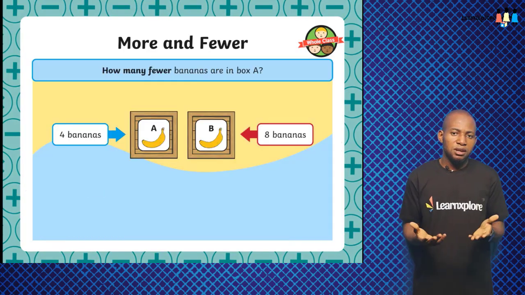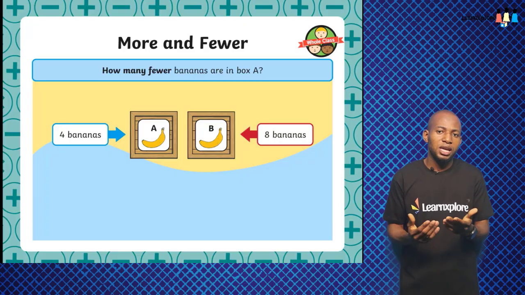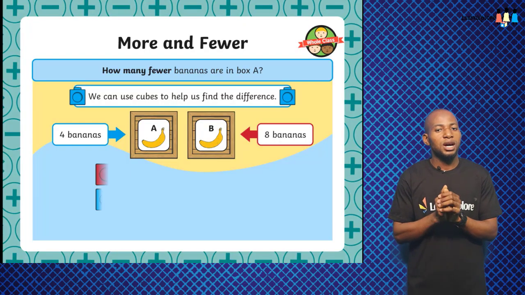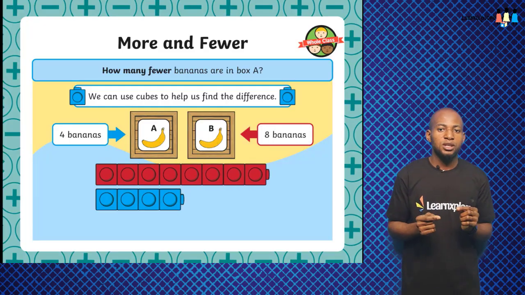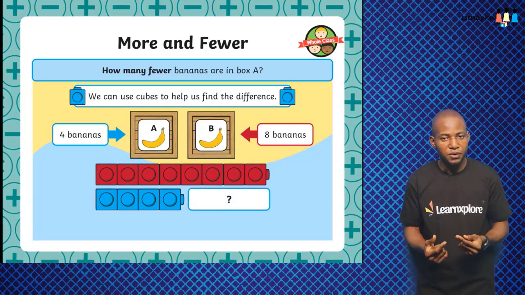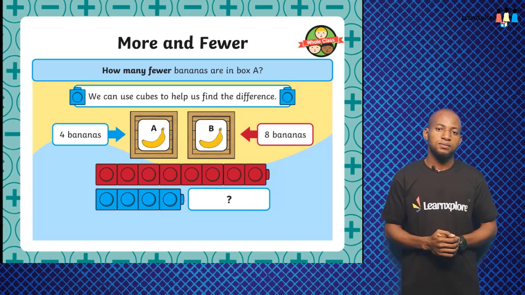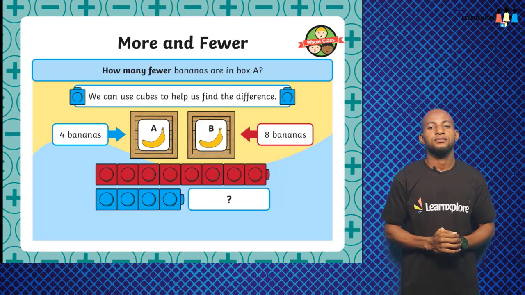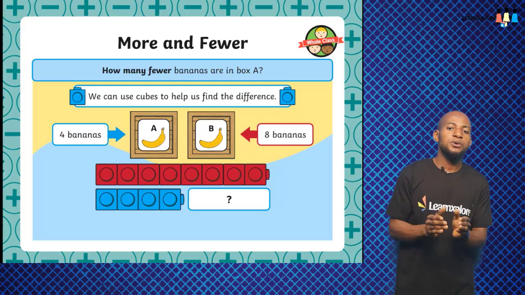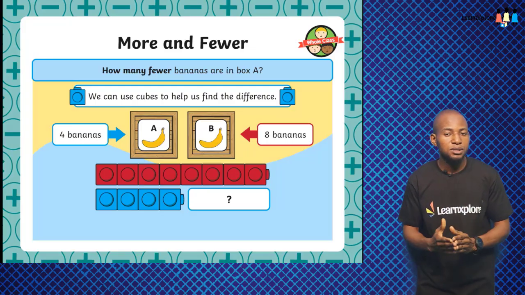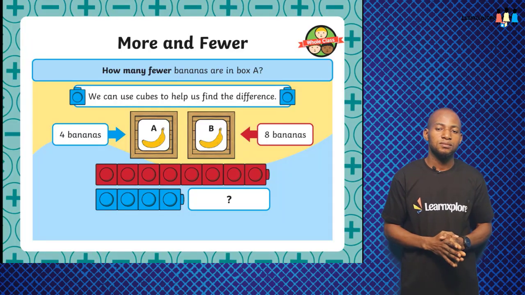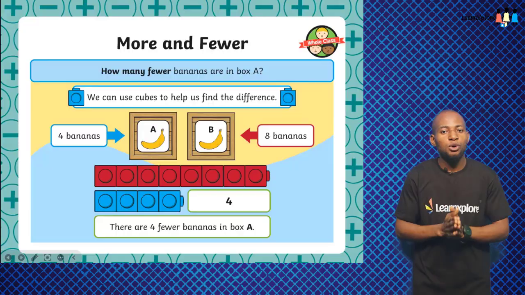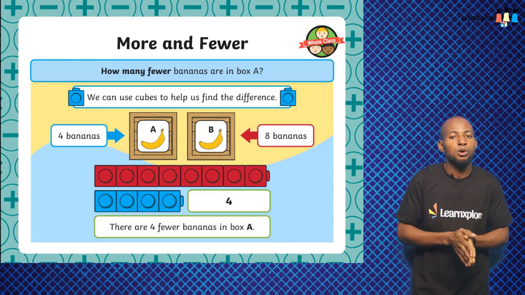How many fewer bananas are in box A? We can use cubes to help us find the difference. Can you see a gap? Can you find the value of the gap? 4. There are 4 fewer bananas in box A.